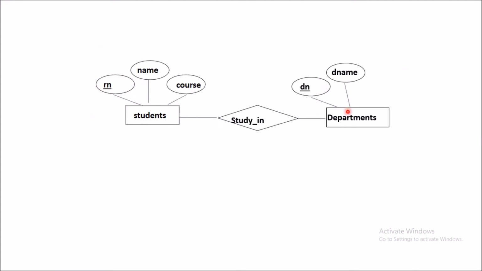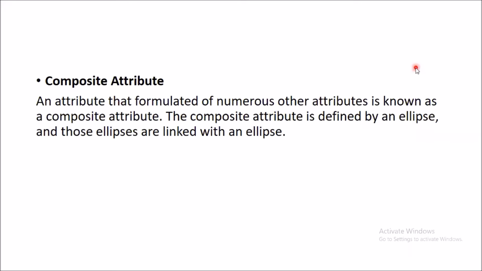And similarly in department, department number is a key attribute. Every department has a unique number. That's why we create it as a key attribute. A key attribute is defined with underscore. Now next is composite attribute. An attribute that is formed of a number of other attributes is known as a composite attribute.